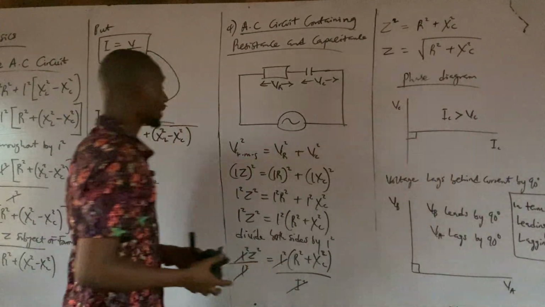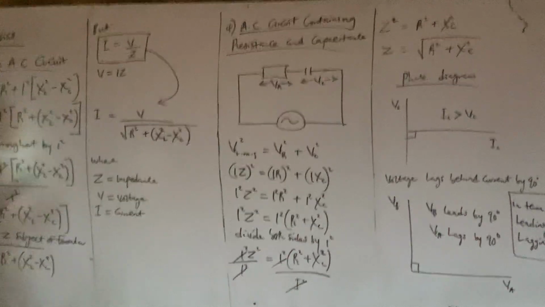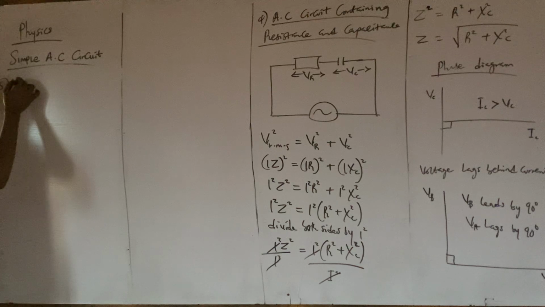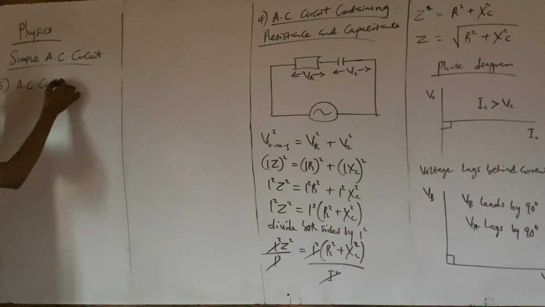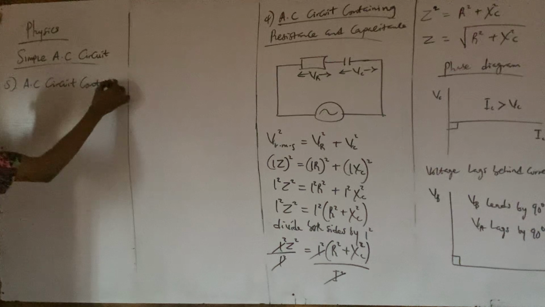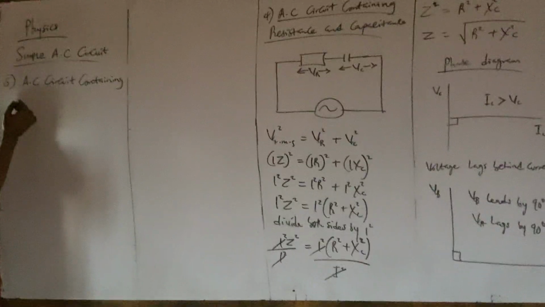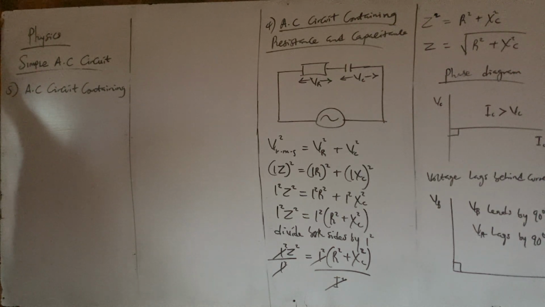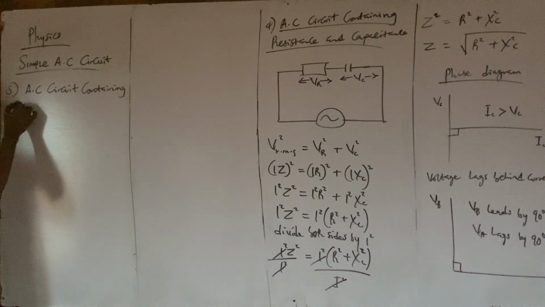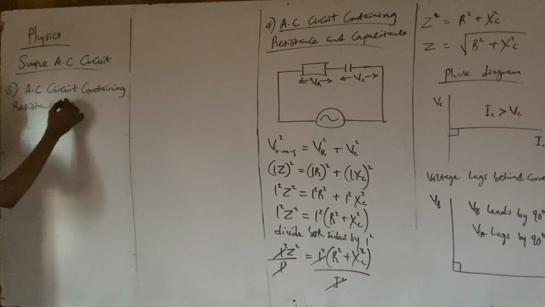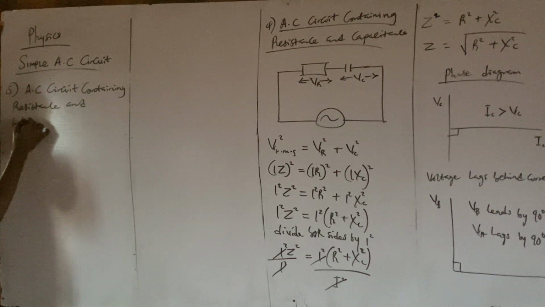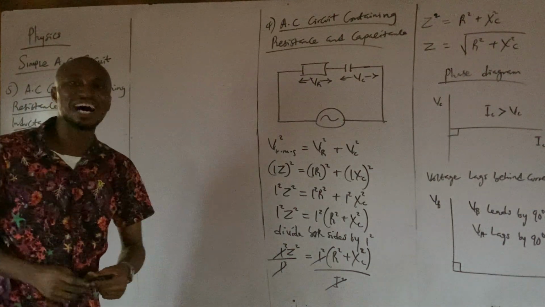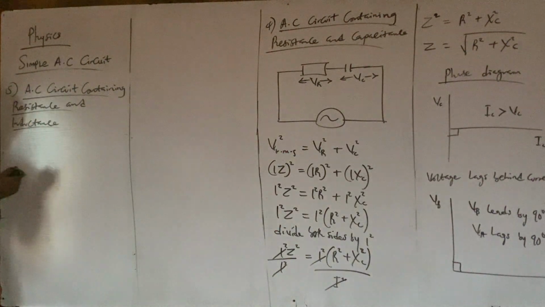Yes. So I want to clean here, this side. Now, number what now? Number 5. Here now is AC circuit containing, we've done resistance and capacitance. So AC circuit containing resistance and inductance. Now look up, look at the diagram now.